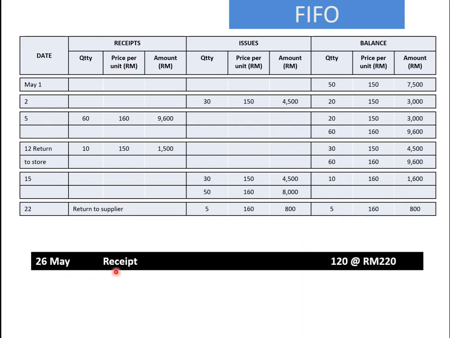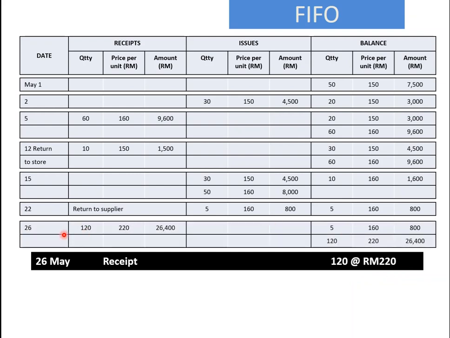On 26 May, receipt 120 kg at RM 220 per kg. So we record at receipt 120 kg at RM 220. Then we carry forward the previous balance 5 kg at RM 160 and the new purchase, which is 120 kg at 220 per kg.